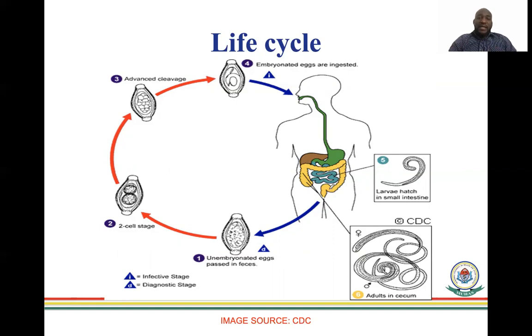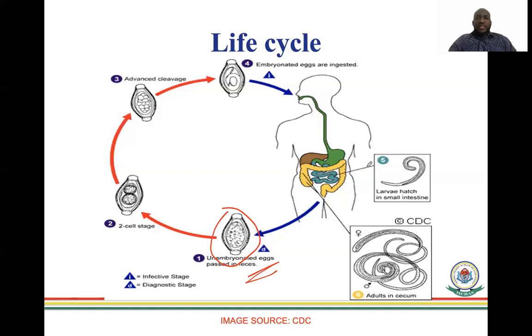Then they lay a lot of eggs, and these eggs are passed out through stool as unembryonated eggs. This is the diagnostic stage, so you would diagnose using stool samples. Then the eggs start to embryonate and form the two-cell stage, then they undergo cleavage, and the embryonated eggs that are infective get ingested, and the life cycle continues.